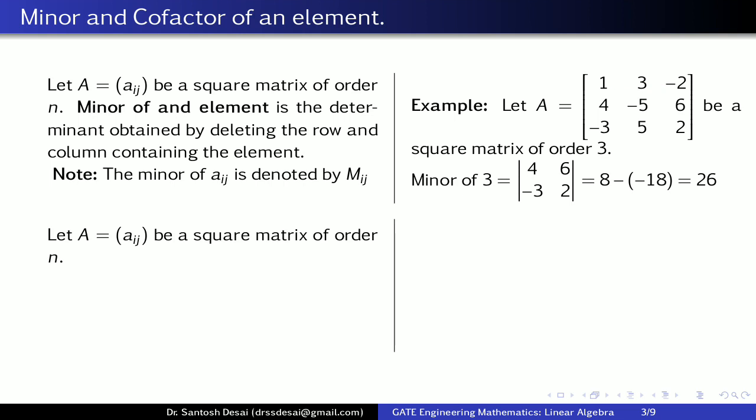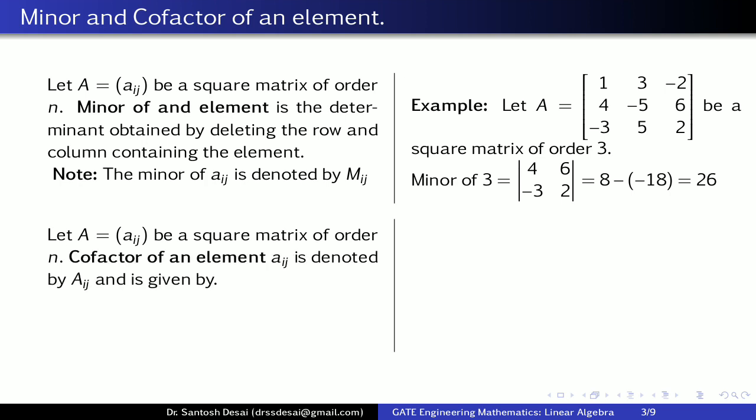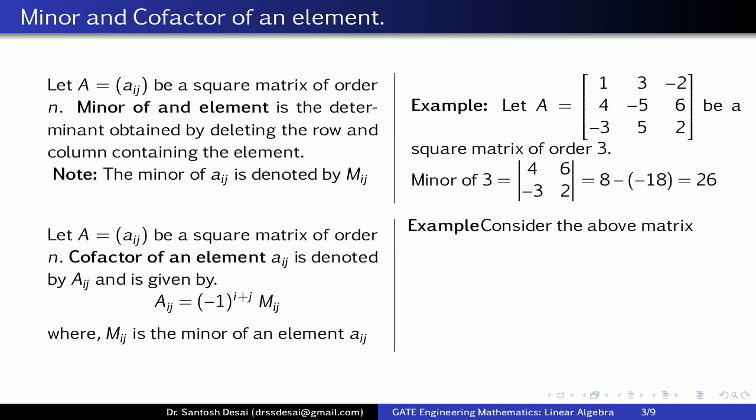Next, consider cofactor. Let A = [Aij] be a square matrix of order n. Then cofactor of an element Aij is denoted by capital Aij and is given by capital Aij = (-1)^(i+j) times Mij, where Mij is the minor of the element Aij. Again, let us consider the same example where the matrix A is given, and suppose we need to find the cofactor of 5.